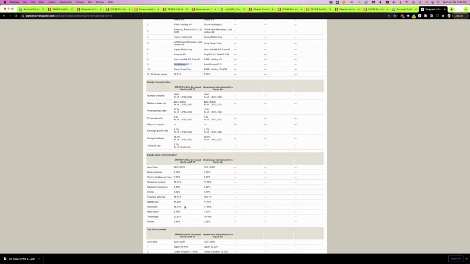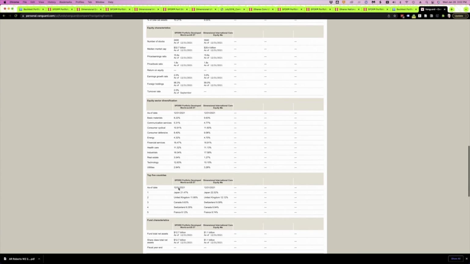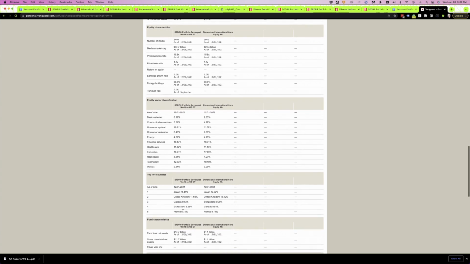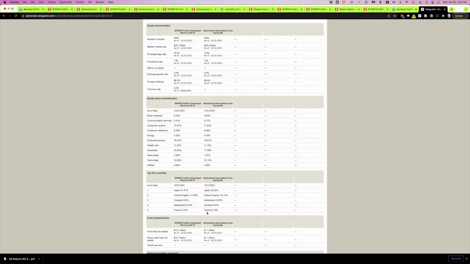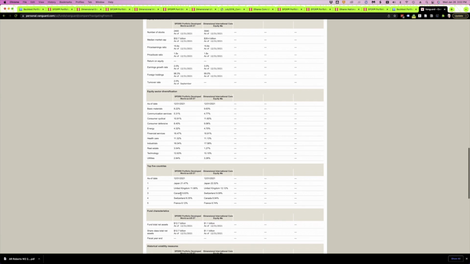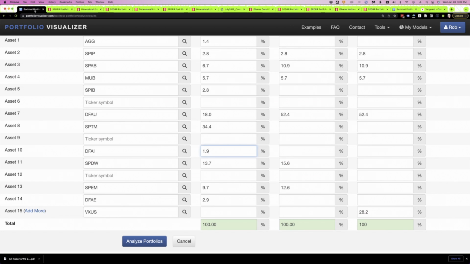This compares the sectors. Again, very, very similar. This could be interesting. Again, all this data is in Morningstar, but it shows you how much they have allocated to different countries. Again, very, very similar. So that brings me back to, boy, why are we using both of these funds?